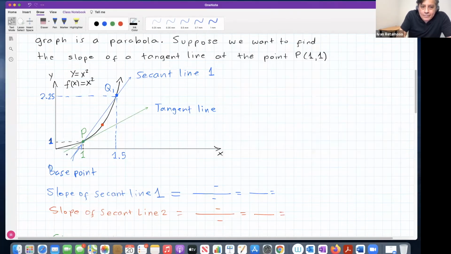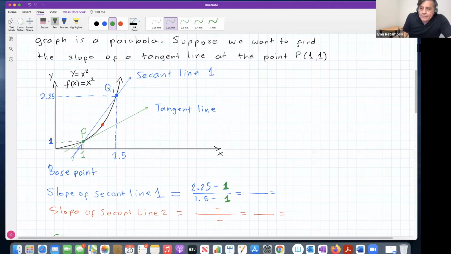Now, if I have the input value and output value of the base point, and the input value and output value of this Q1 point, I can compute the slope of secant line 1. How? I take the difference of the output values, 2.25 minus 1 on top. Remember, the rise. Then over the run, the difference of the input values, 1.5 minus 1. Let's write the coordinates of our base point in green, so you can remember this when you do your homework.